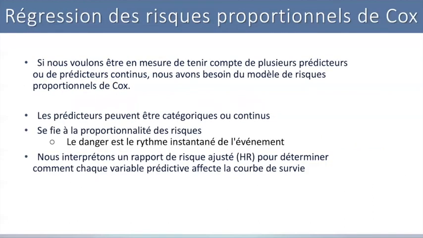If you want to be able to account for multiple predictors, multiple variables at the same time, or any continuous variable, we need the Cox proportional hazards model. Predictors can be categorical or continuous, but it relies on the hazard being proportional, where the hazard is the instantaneous rate of the event. And we interpret an adjusted hazard ratio to determine how each predictor variable affects the survival curve.